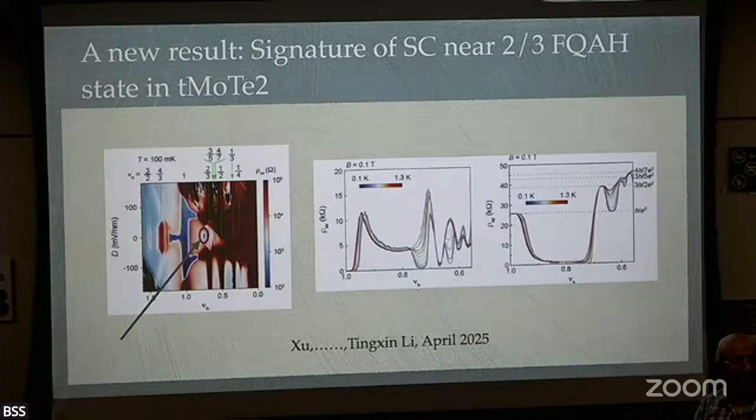At nu equals 1, why would you not call it a superconductor? Oh, in any quantum Hall state, rho XX is 0. Sure. Right? Here, rho XY is also 0 in this region. Right? Yeah.